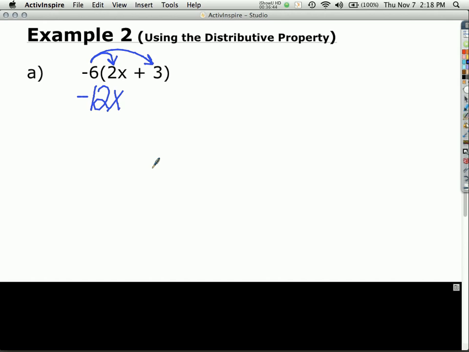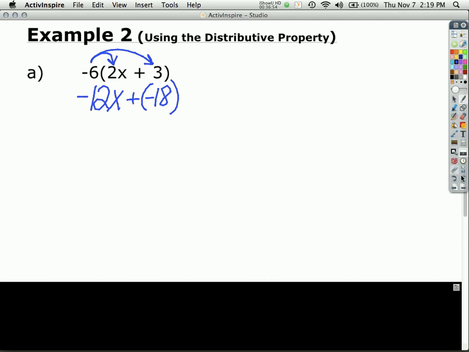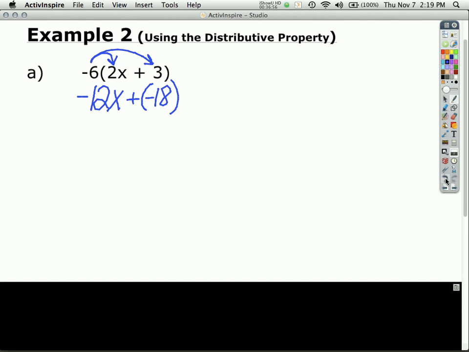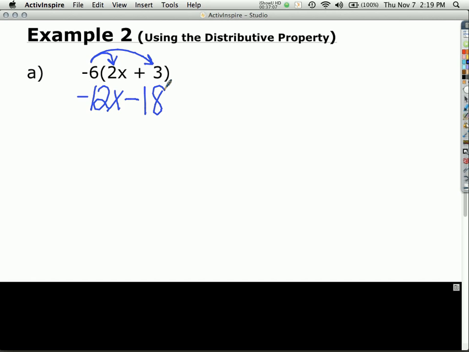-18. But we don't write plus -18. What are we supposed to write instead? Danae? You write -12x minus 18. Very good. Plus a negative really means subtract. So we're going to put minus 18, and you're going to see why that's important in a moment.